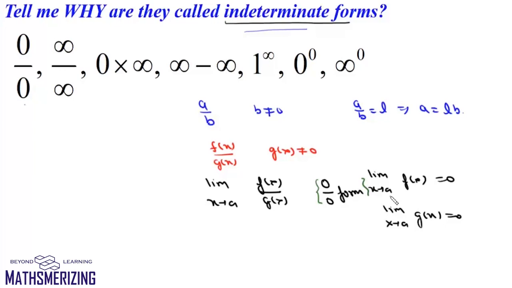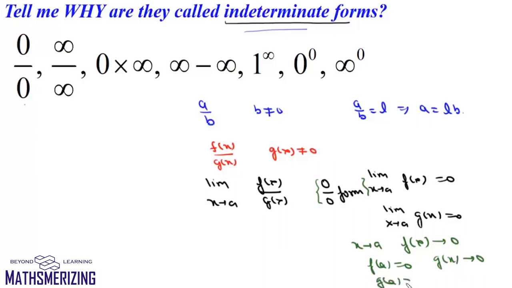When we say limit x tends to a f(x) is 0, it simply means that when x approaches a, the value of f(x) approaches 0. f(a) is 0, but f(x), when x approaches a, is not 0, it approaches 0. So the value of f(x) is not 0. It's a very small number close to 0, but still not 0. In the same way, when x tends to a, g(x) also approaches 0. It is not exactly 0.